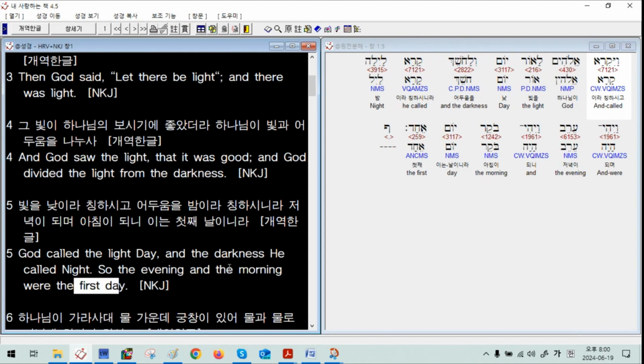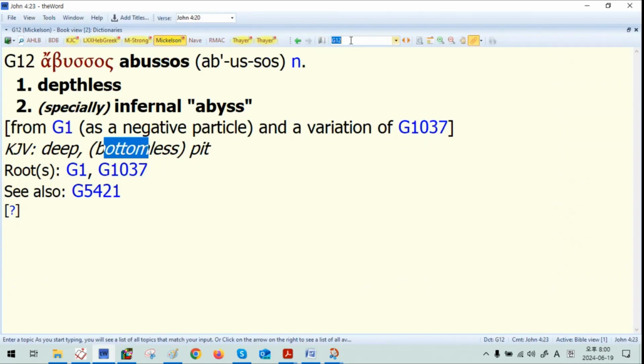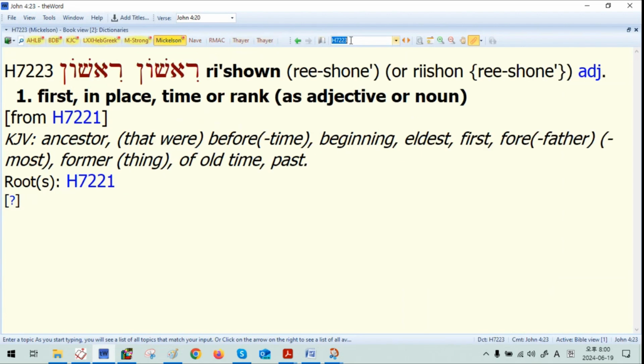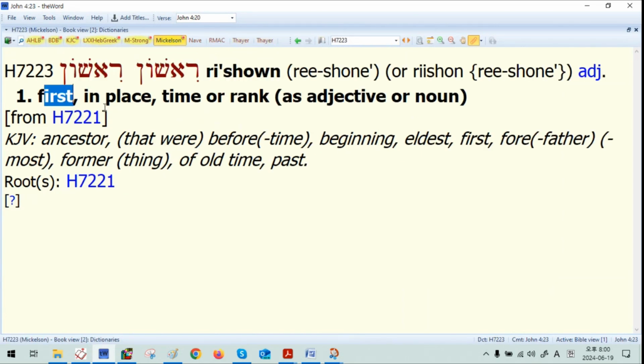English translates it as the first day, but it is not the first day. This is the ehad. One day. Ehad is one. There is the first in the Hebrew word, which is the Rishon. When we go to the dictionary, the Strong number 7223. This is Rishon. Rishon is the first.